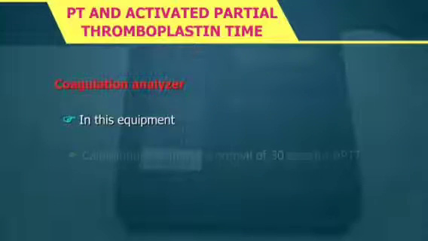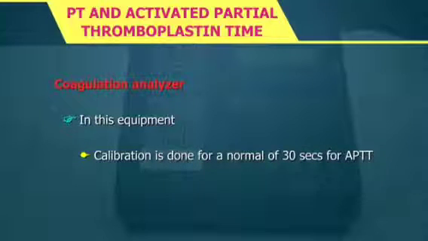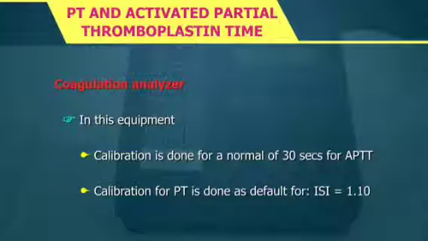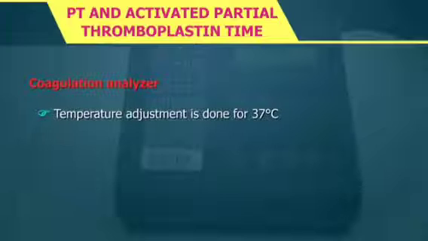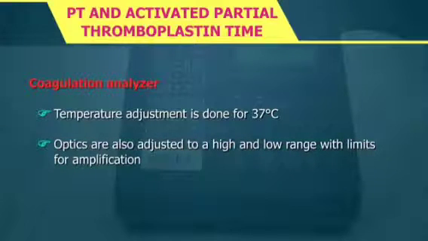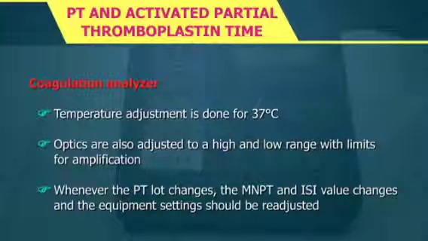In this equipment, calibration is done for a normal of 30 seconds for APTT, and calibration for PT is done as a default for ISI equal to 1.10. Temperature adjustment is done for 37 degrees Celsius. Optics are also adjusted to a high and low range with limits for amplification. Whenever the PT lot changes, the MNPT and the ISI value change and the equipment settings should be readjusted.